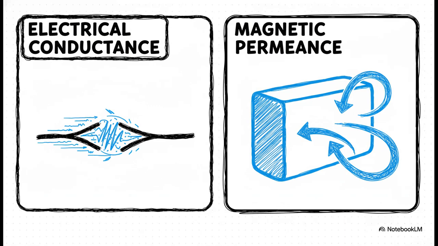So, to really get our heads around this, let's start with something we all kind of know. Electricity, right? We know electrical conductance is all about how easily electricity can flow through a wire. Well, magnetic permeance is pretty much its magnetic cousin. It's the measure of how easily a magnetic field, or what we call magnetic flux, can make its way through a material. You can almost think of it as a superhighway for magnetism.